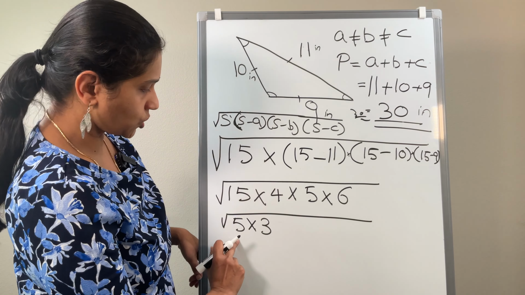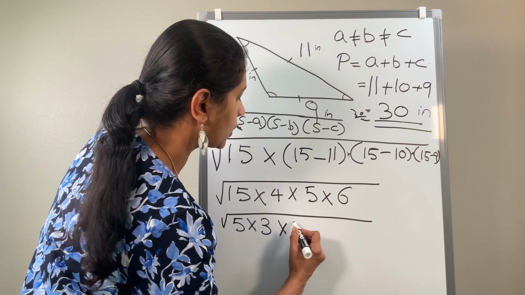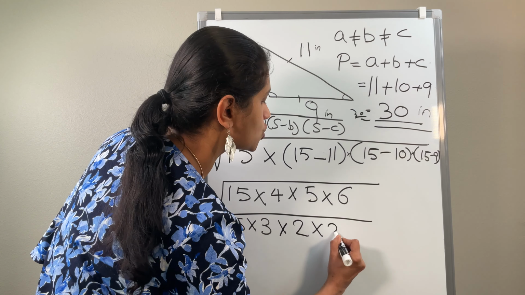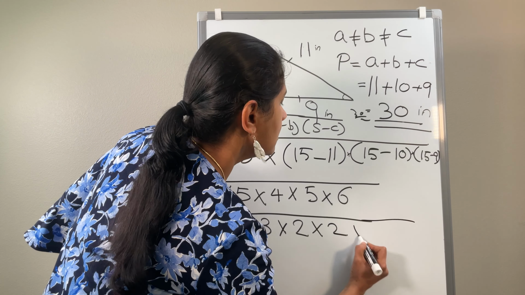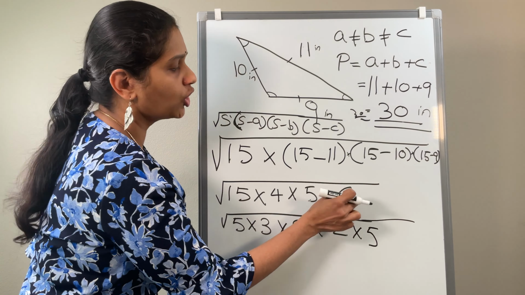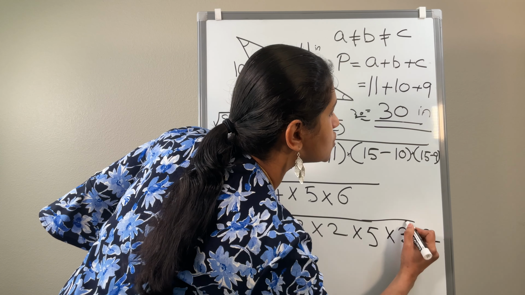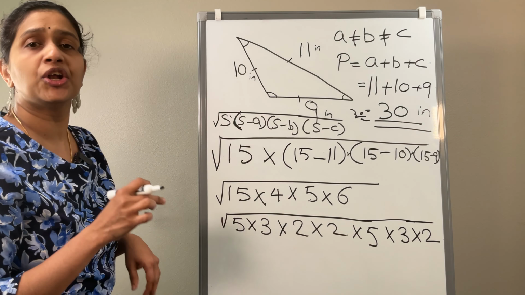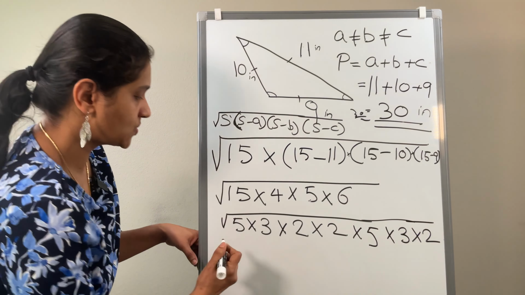So further here, to continue, it is 5 times 3 times, for 4 you can write 2 times 2. So both 2 and 2 are prime numbers. Times 5 is already a prime number, so we don't have to break it. What about 6? 6 can be broken down as 3 times 2. You can see both 3 and 2 are prime numbers. Now how to further proceed with this?